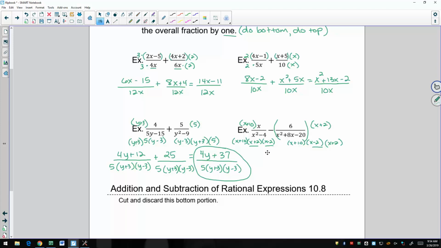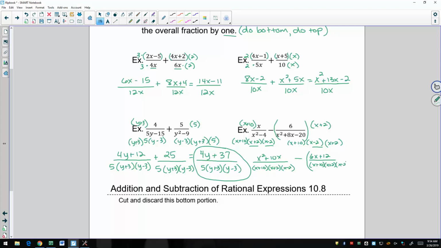So now on the right side, I get x squared plus 10x all over my common denominator. It doesn't matter what order you put them in, x plus 10, x plus 2, x minus 2. And on the top, make sure you keep your parentheses because you want to make sure we subtract everything. But on the top, I get 6x plus 12 all over x plus 10, x plus 2, x minus 2.